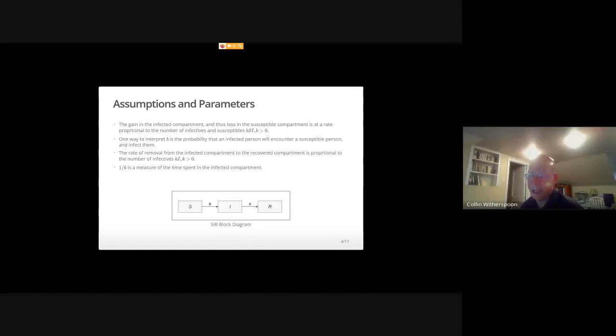So that's the B. The rate of removal from the infected compartment to the recovered compartment is assumed to be proportional to the number of infectives, kI, right?